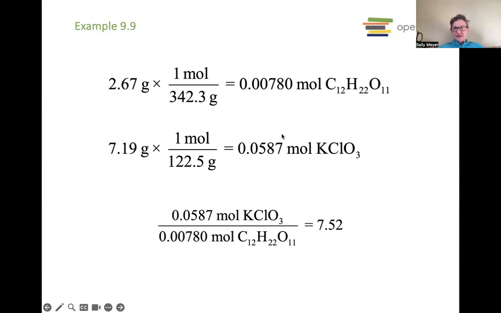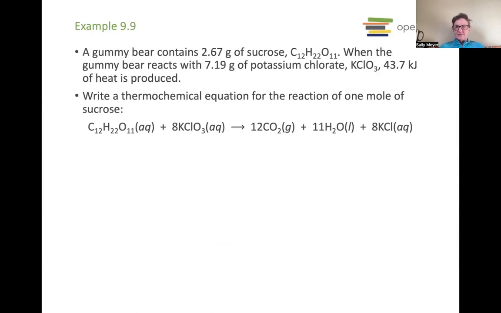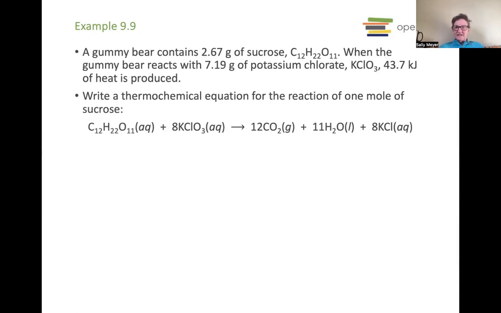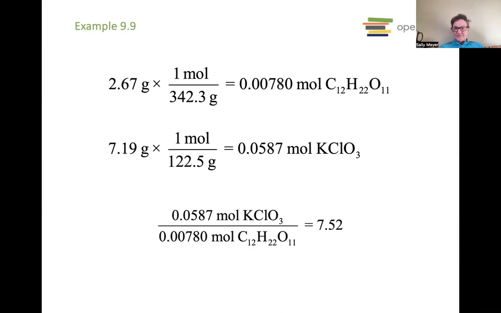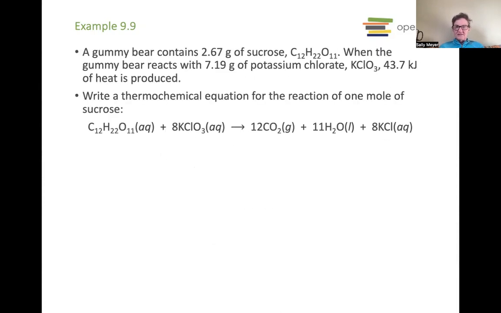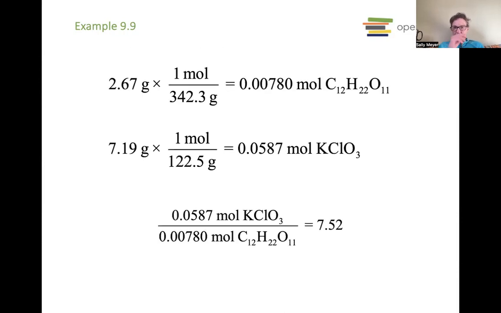So we're going to start out and convert the grams of sucrose in that gummy bear into moles of sucrose. And then we're going to do the same thing for the potassium chlorate, change its mass into moles. And then we're going to try to decide what's the limiting reactant. So in this equation, it reacts 1 mole of sucrose with 8 moles of potassium chlorate. So which of the reactants is limiting?